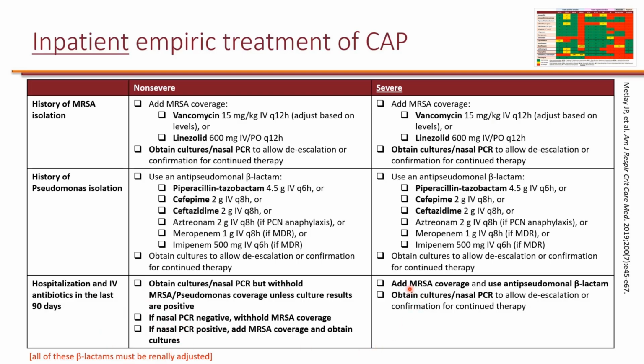Now, for severe, you don't want to do that because of the increased risk of mortality. So, you get the culture and nasal PCR, but you actually go ahead and add the MRSA coverage and anti-Pseudomonal beta-lactam while you wait for the results. So you do not want to wait for the results to start these agents because of the increased risk of mortality. But for non-severe, you can actually take a watchful strategy. So, as long as the patient is stable and improving, you just wait for the culture results to come back. But you do start antibiotics for the usual pathogens.